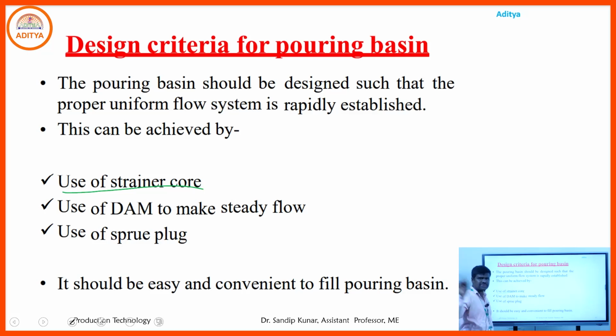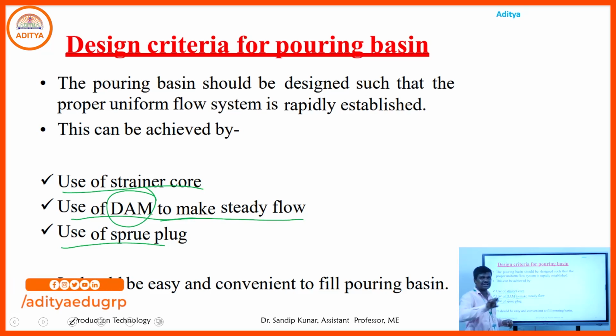Using the strainer core we remove impurities, slag, dross, and that type of unwanted material, and we also use a dam to make the flow steady. Due to the presence of the dam in that particular basin, it will maintain a smooth flow. Due to the use of a screw plug, it will send the molten metal through the runner at the same time.